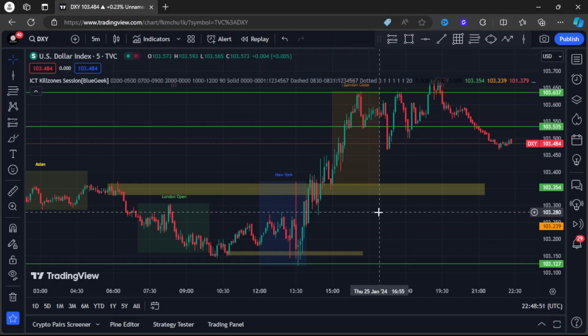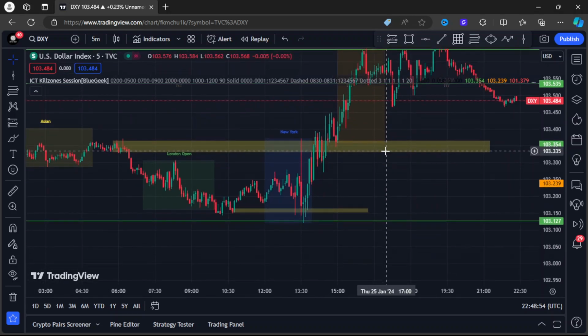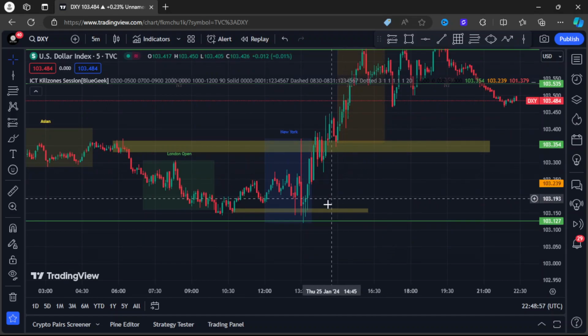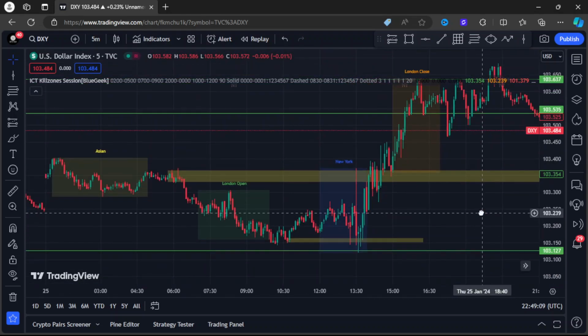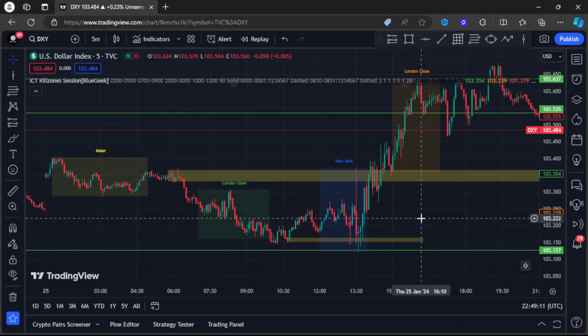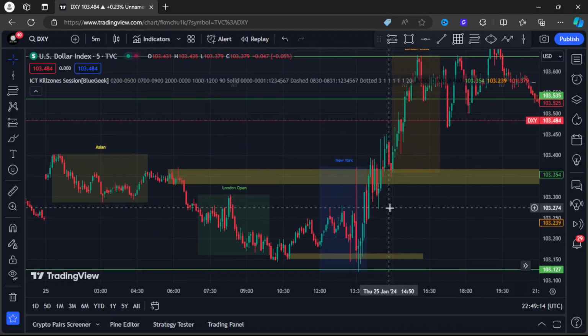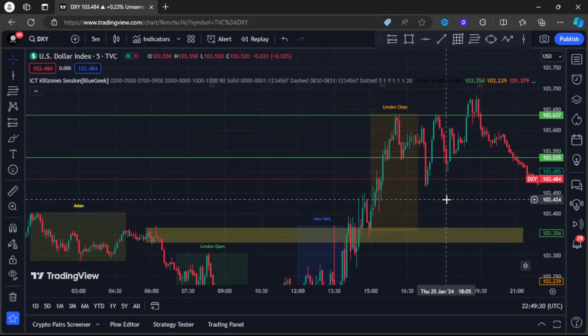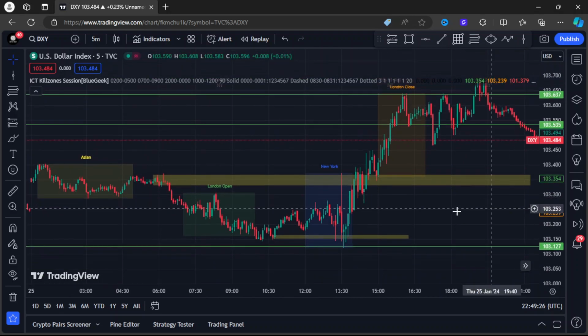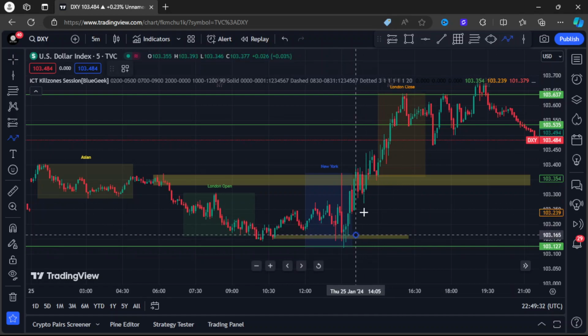When it's in the New York zone, you should consider that anytime it is moving out of the New York zone, at almost 2 o'clock p.m. GMT, you can see that there's always a bullish movement from the New York zone into the London close. You can see right here the bullish movement from the New York zone into the London close.